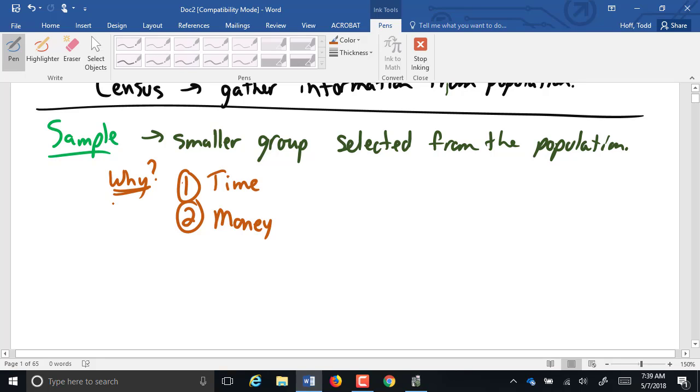You know, let's say we're in a city of 10,000 people. If 7,000 of them are registered voters, trying to survey, or actually it'd be a census, we're trying to contact every one of them, that would take a lot of time and a lot of money.